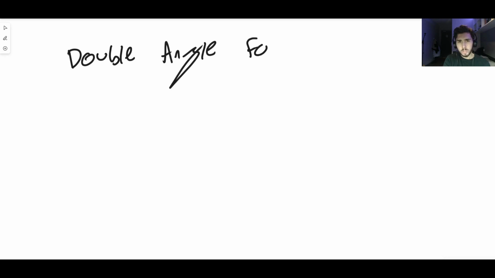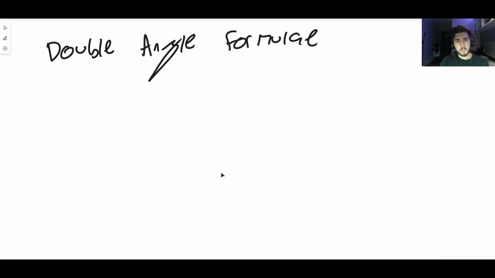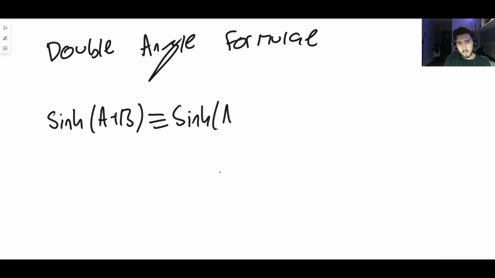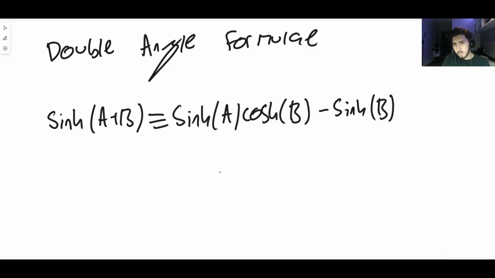Now, we also want to look at the double angle formulae, of course. So these are the double angle formulae. Okay. Now, the double angle formulae, just like the trigonometric versions of these, also just come from the addition formulae, just letting a and b be equal. So if we take our sinh of a plus b, which we already know what it is, it's identical to sinh a cosh b plus sinh b cosh a.